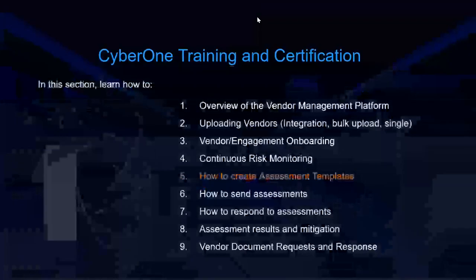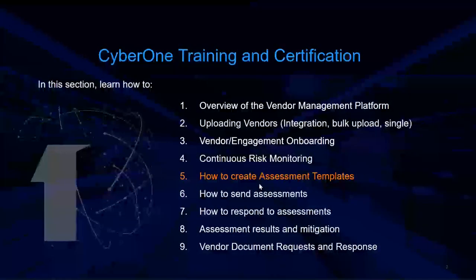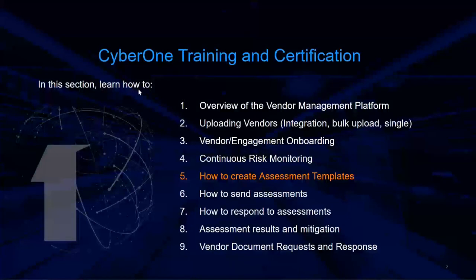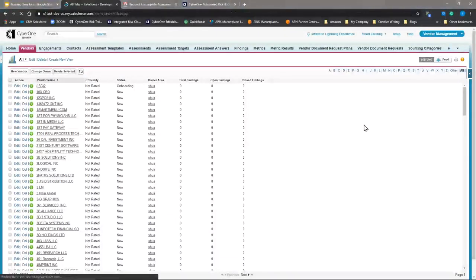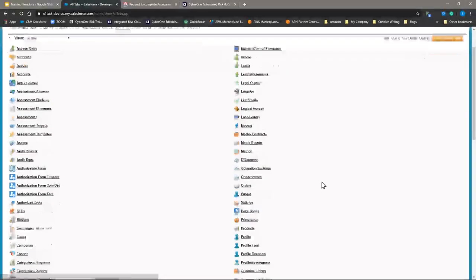Okay, so let's get started. Today we're in vendor management, and we're continuing how to create assessment templates by showing you how to actually create questions that you can add to your assessment. We're going to do this in the management platform. Here we are in the vendor management module, and we're going to use the plus sign to go to the question library.